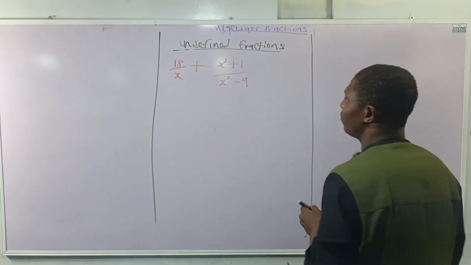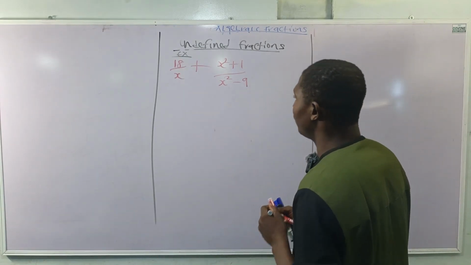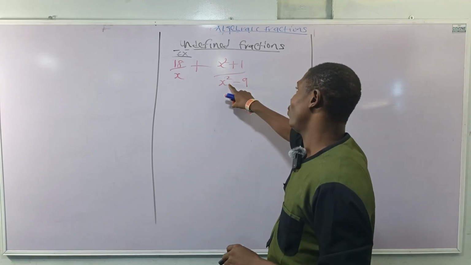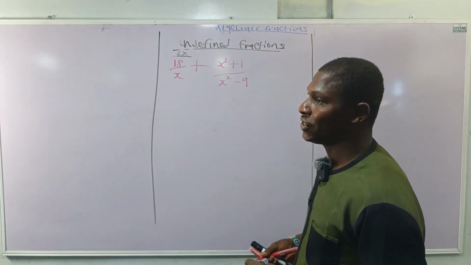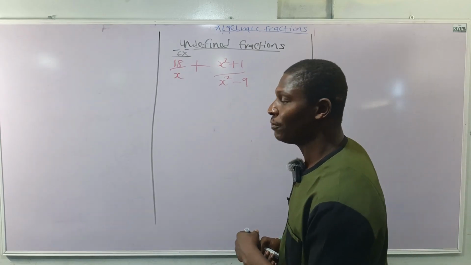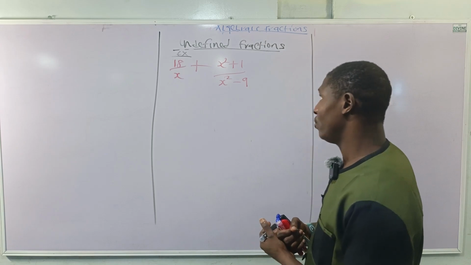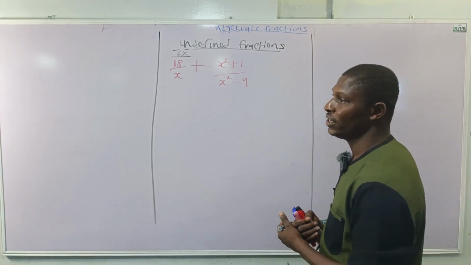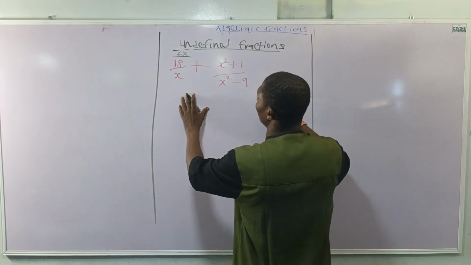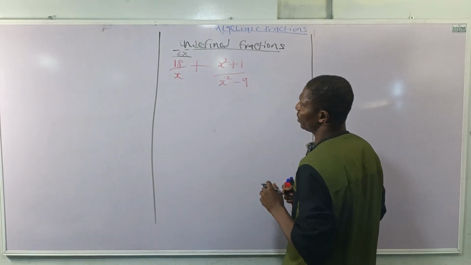So we have another example on the board. We are asked to find the value of x for which 18 over x plus x squared plus 1 all over x squared minus 9 is undefined. And remember, for something to be undefined, it means it is not defined. They are both the same thing. So now what we have to do here, we just focus on this to be equal to 0 and this to be equal to 0.